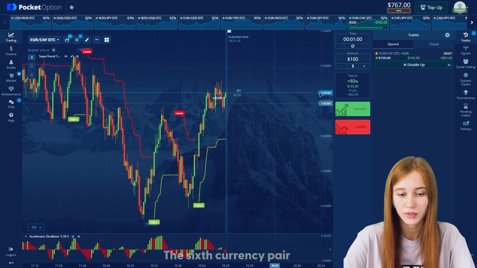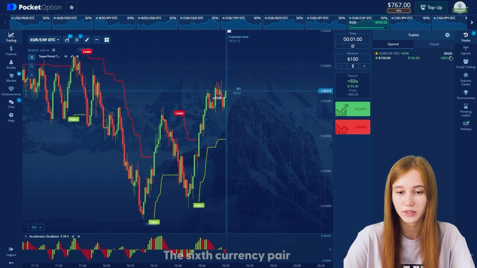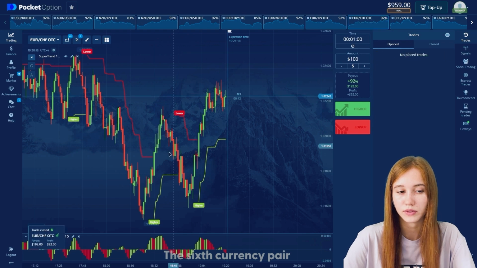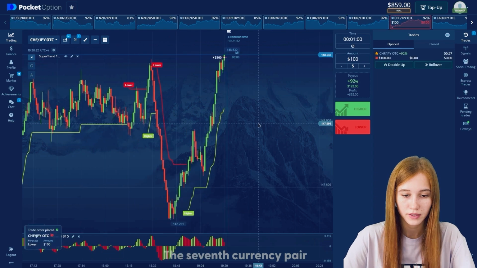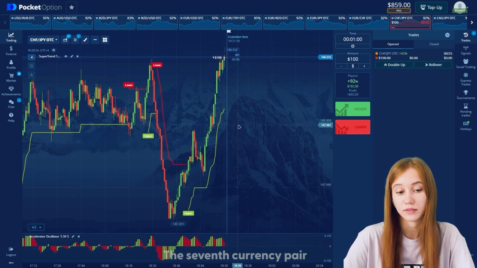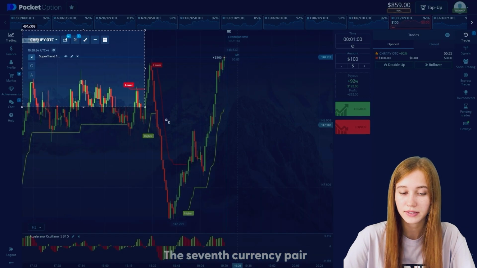Corrections. Let's see. 5 seconds left, and yeah, profit is $92. Good. Let's move on. So we immediately open for the down deal. We open and begin technical analysis.